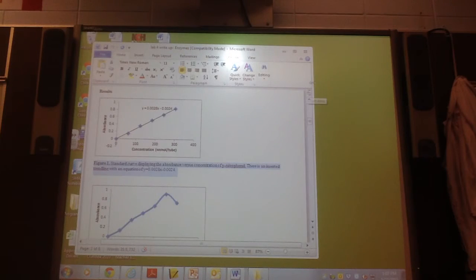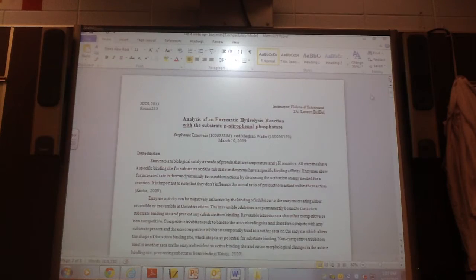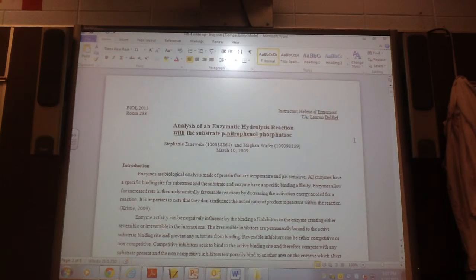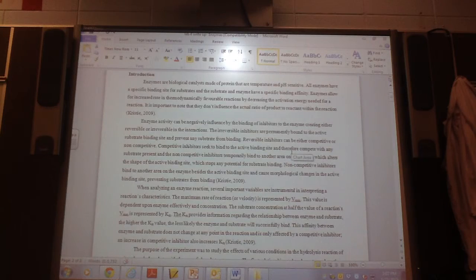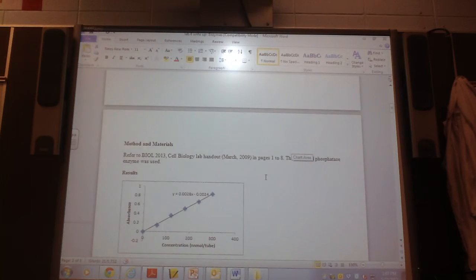But just to give you an idea of what it looks like, this was a report that I did. See how the formatting is very specific. This is my introduction. It was something about enzymes. I don't even remember what I was doing. For my methods and materials, I was just allowed to refer to my lab handout.